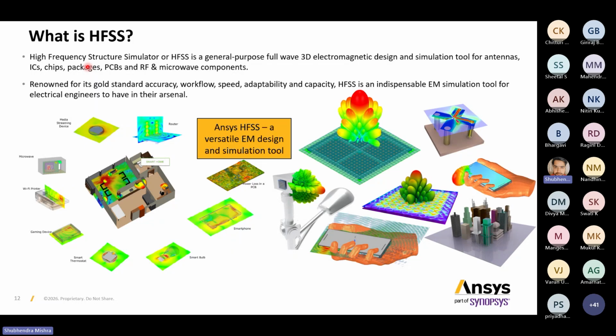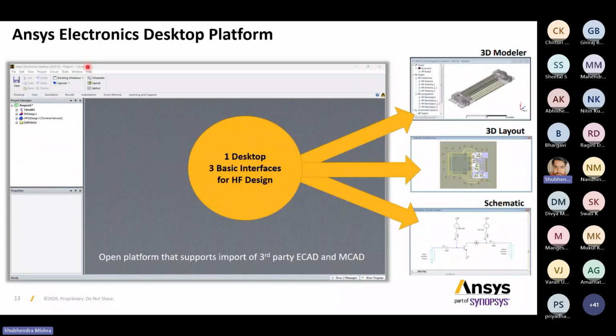There are multiple applications where we have used it: media streaming devices, routers, power losses, and analyzing the PCB for smartphones. So basically in HFSS, there are three modules, which I will explain in the next slide. These are the three modules I was talking about: 3D modeler, 3D layout, and schematic.